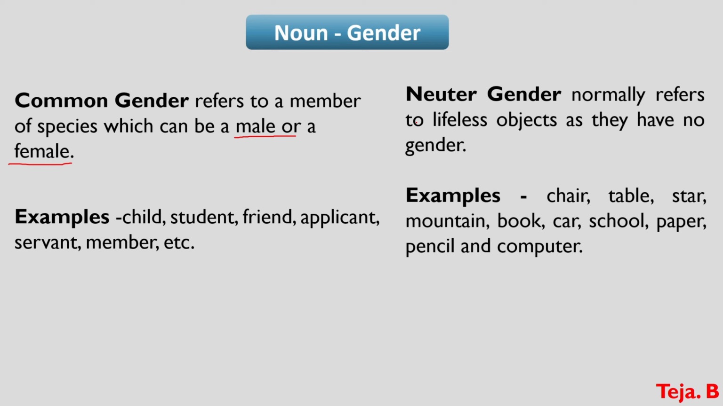Now we are going to talk about some examples of neuter gender: chair, table, star, mountain, book, car, school, paper. These are all neuter gender. Our next topic is noun number.